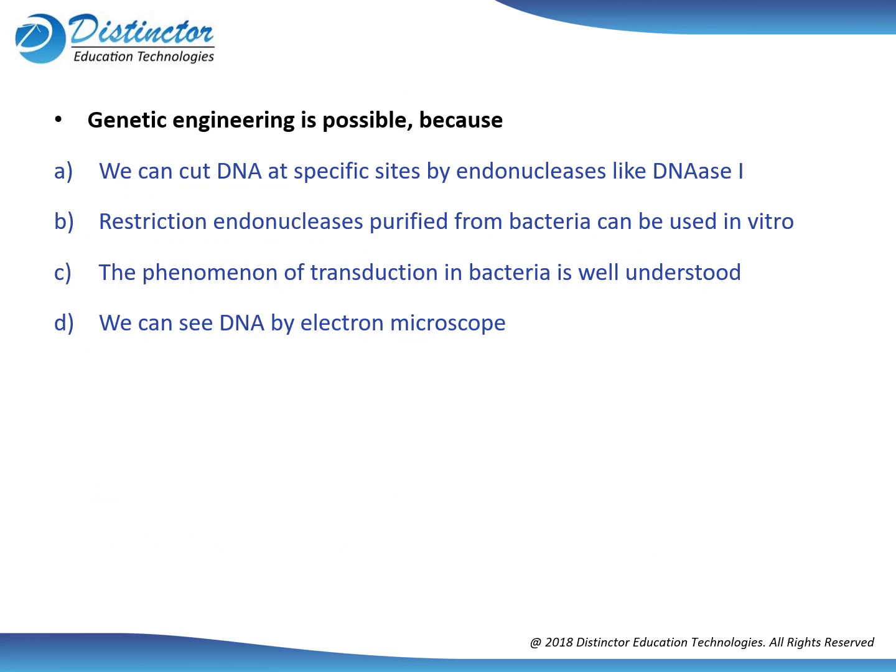The next question. Genetic engineering is possible because we can cut DNA at a specific site by an endonuclease like DNase 1, or a restriction endonuclease purified from a bacteria can be used in vitro, or the phenomenon of transduction in a bacteria is well understood, or we can see DNA by an electron microscope. So which makes this possible in the genetic engineering process? Why? Because of what?